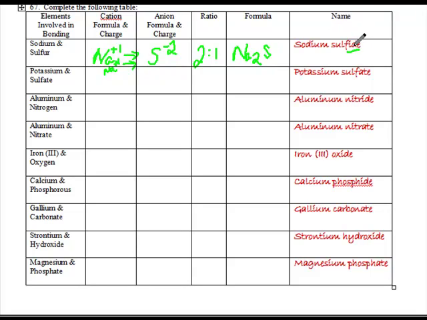Remember, ide is the sulfur right off the periodic table. There's no sulfate here. No oxygens bonded to it. We'll get to that next.